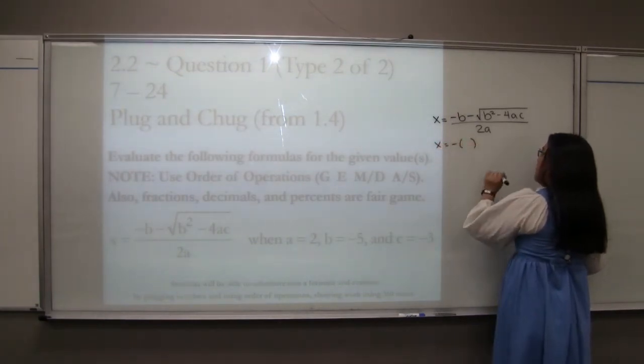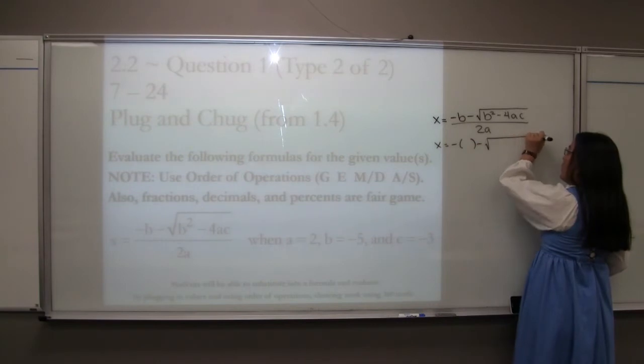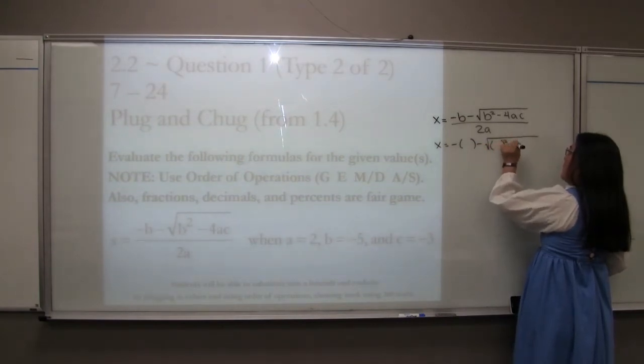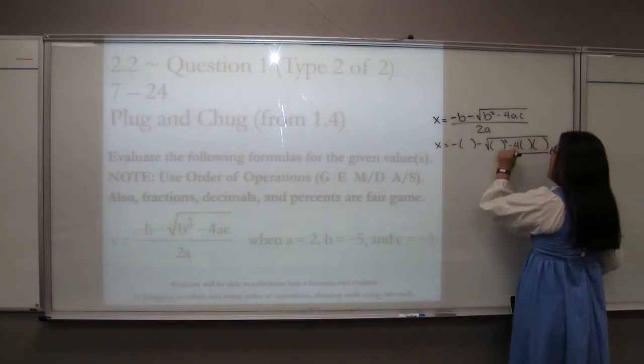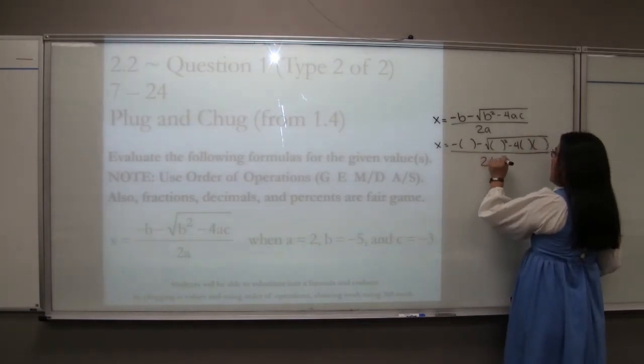Negative, we're going to plug in a b number. We're going to plug in a b number. We're going to plug in an a number. We're going to plug in a c number, extending those vinculums. And then we're going to plug in an a number.